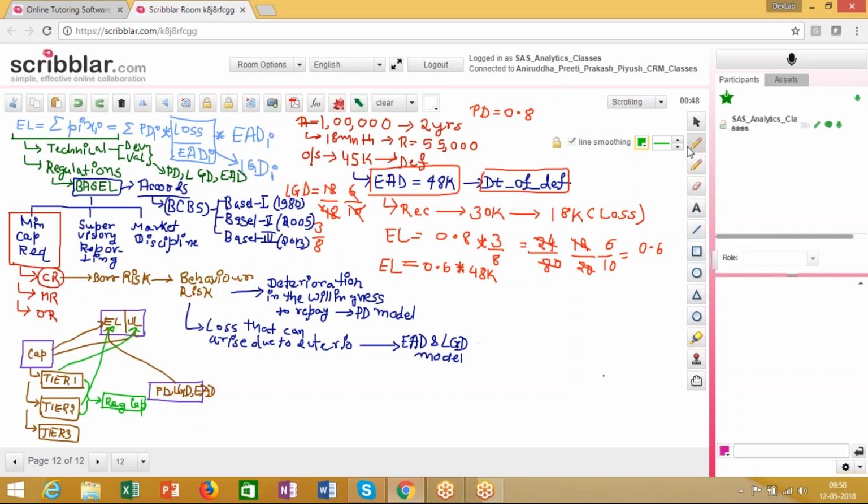Now, talking about the most important type of capital, which is the tier 1 capital. The tier 1 capital for a bank is considered to be the purest form of capital. Now, if I say this is the purest form of capital, what do I mean?